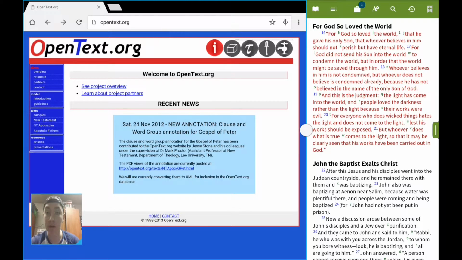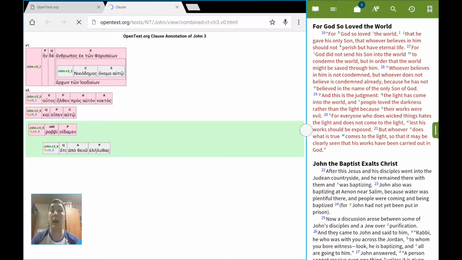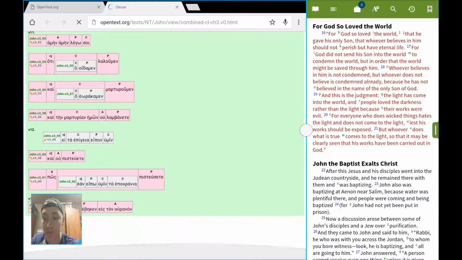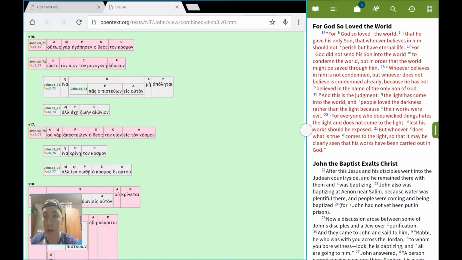So coming here on opentext.org, we're going to click on New Testament right here, and we're going to click on John 3, and we're going to scroll down to 16 here. Alrighty, so here's the OpenText annotation, and this is such a great tool because, of course, the New Testament being so important, amazing scholars, a billion times smarter than I am, and a billion times smarter than most of us are, have made these annotations that are accurate and precise, and we might disagree with them at times, but again, it's a great tool.